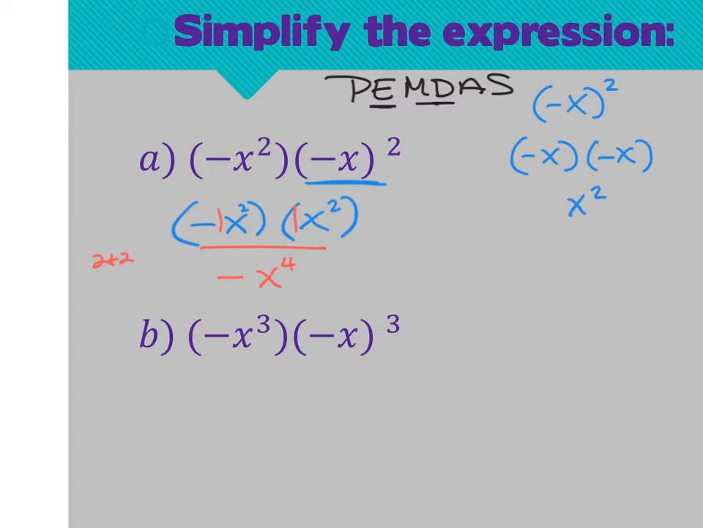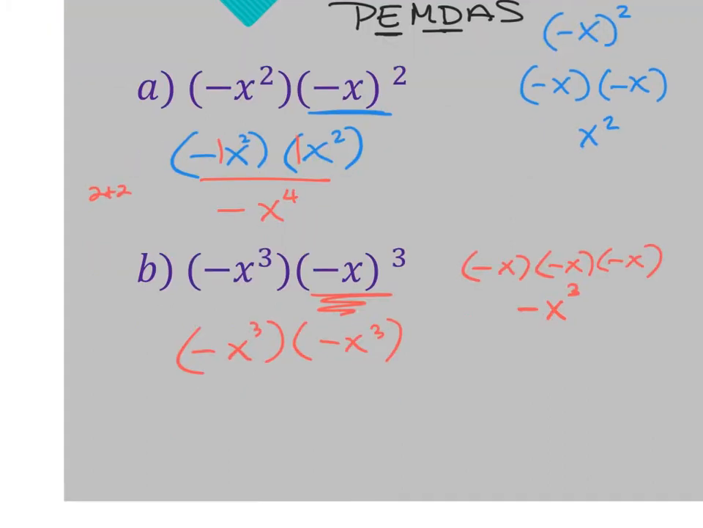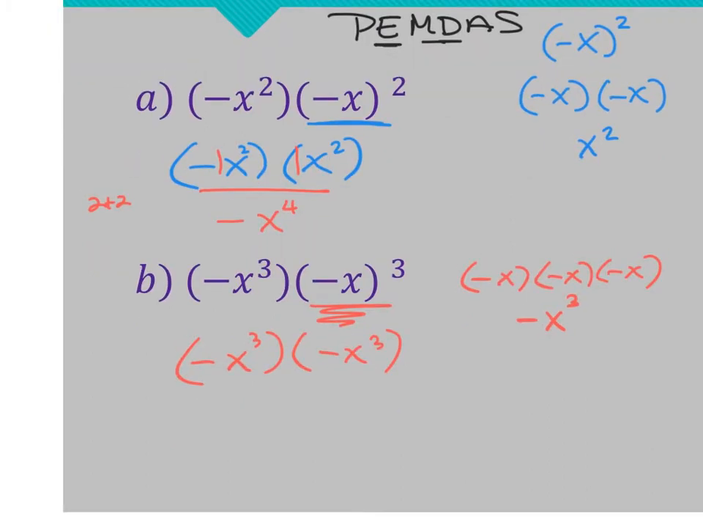The next one, again, I'm going to evaluate this first. This is really negative x times negative x times negative x, which becomes negative x to the third. Notice 3 is an odd number, so I know that I need to keep it negative. So then negative x cubed times negative x cubed. Now I do negative times a negative, and it becomes a positive x, and then I add 3 plus 3 and get 6.